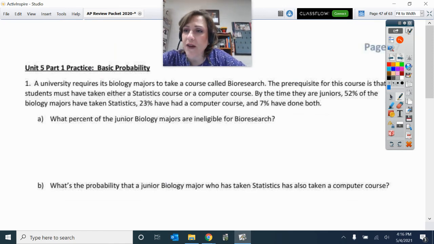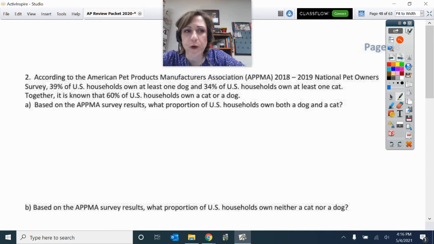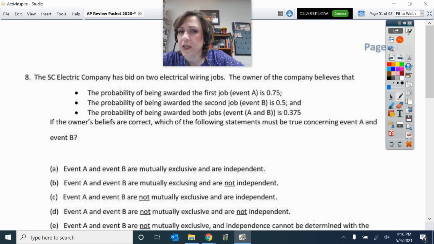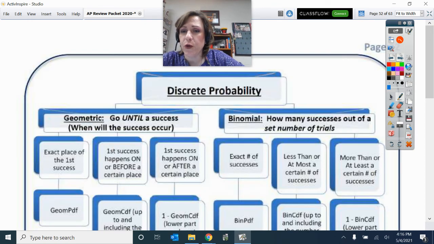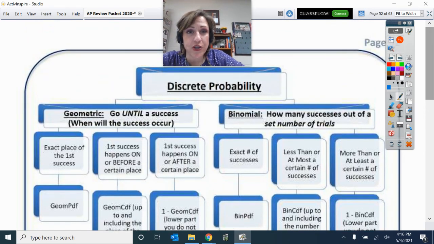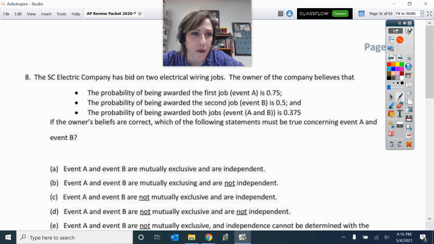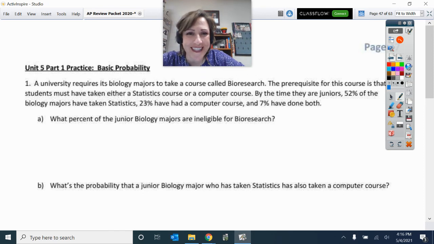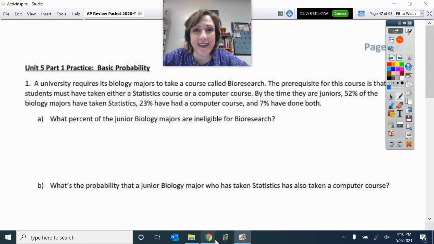So I have got some of that for you there, pages 47 through 51, I believe. Because see, then tomorrow we'll start getting into the geometric and the binomial. So you really need to spend the time going through these problems here on pages 47 through 51 today. All right, good luck to you on that.